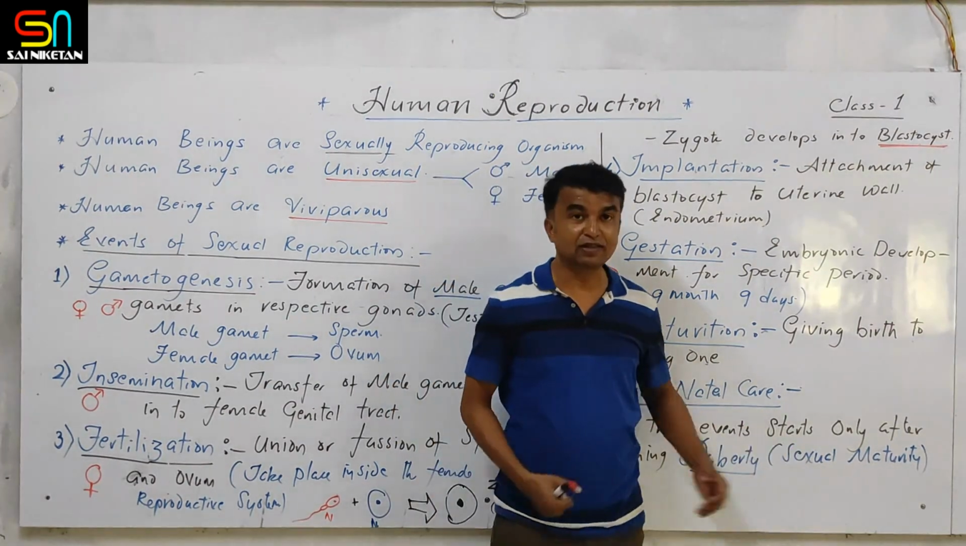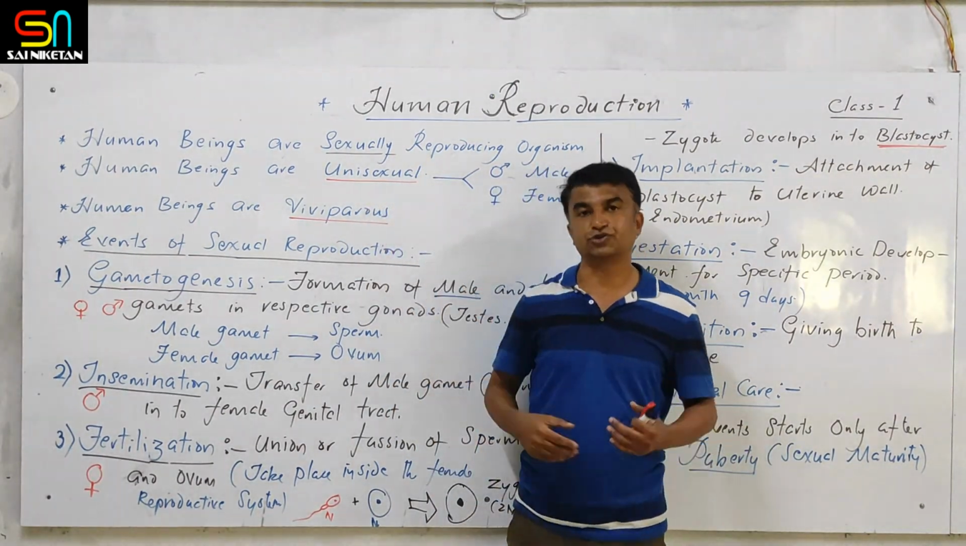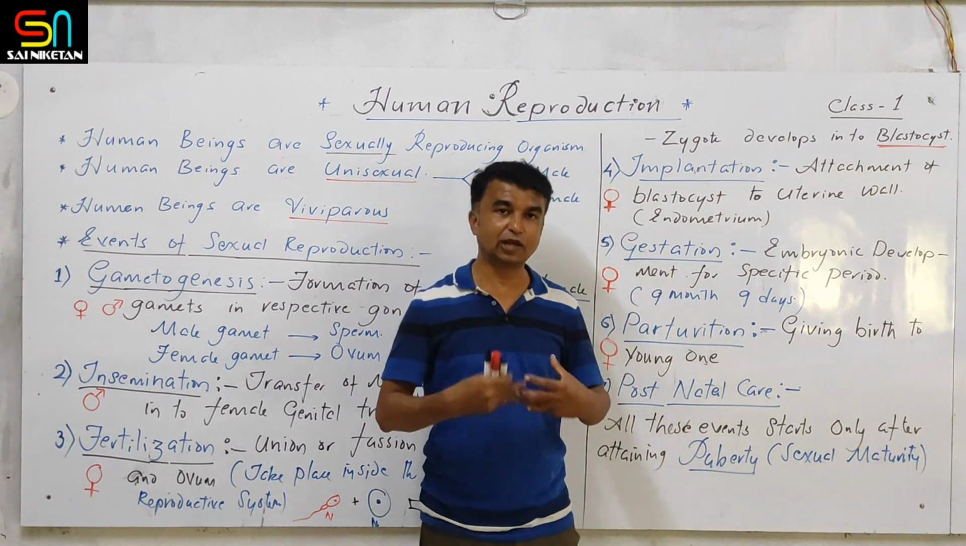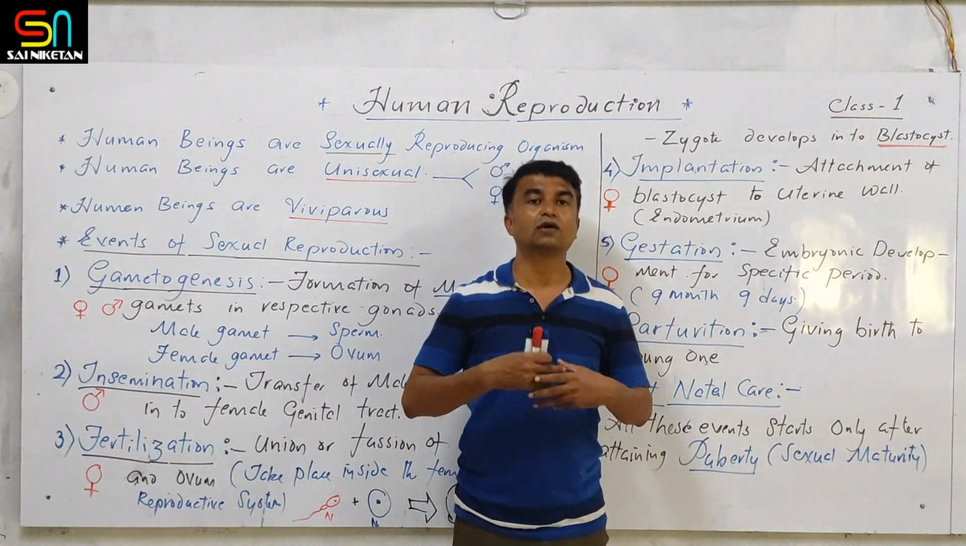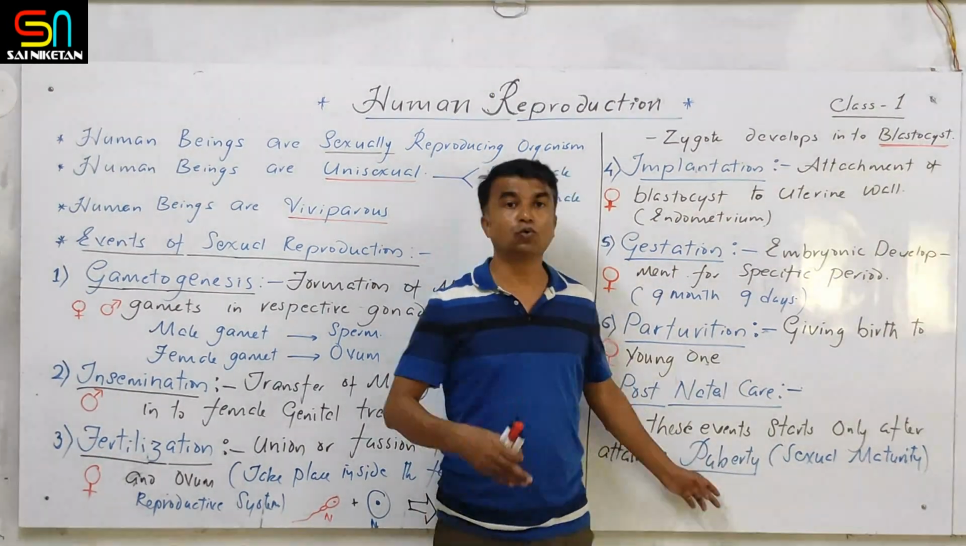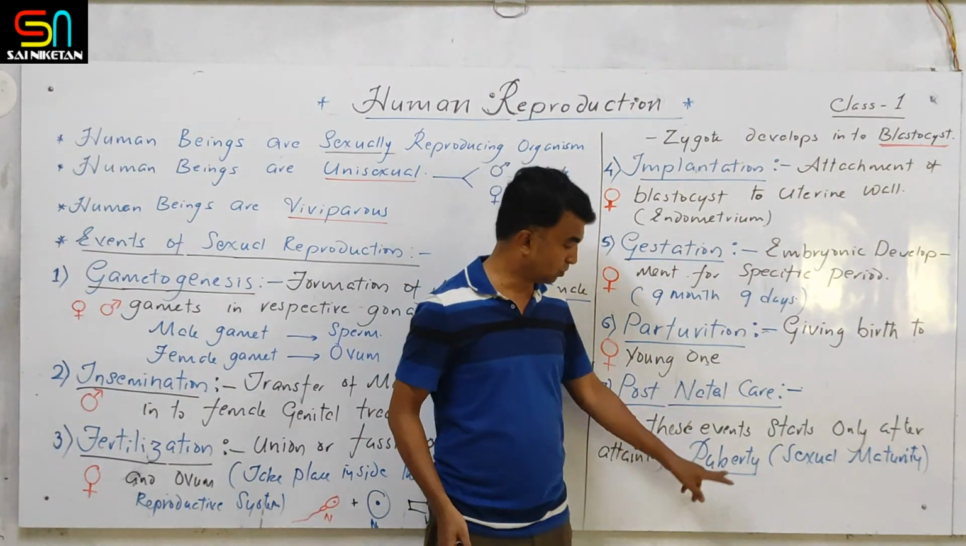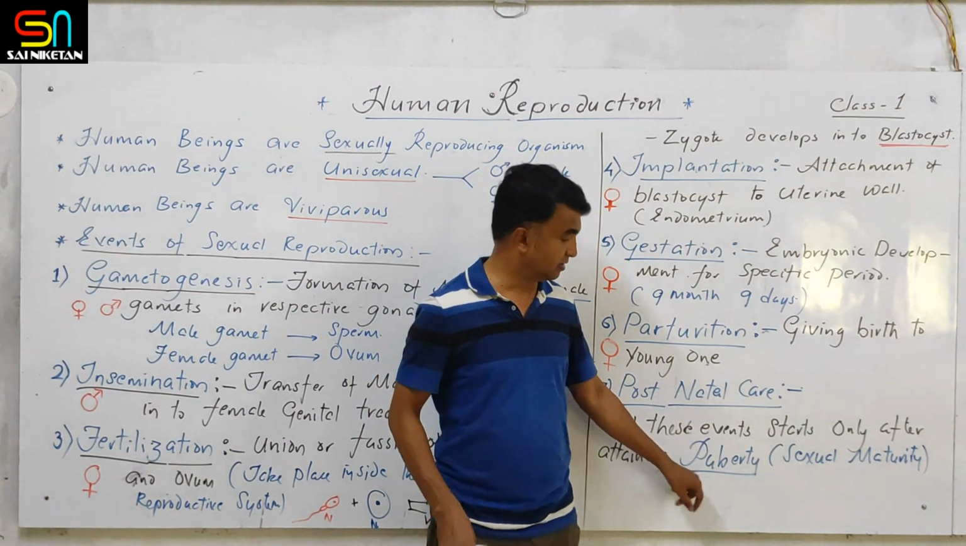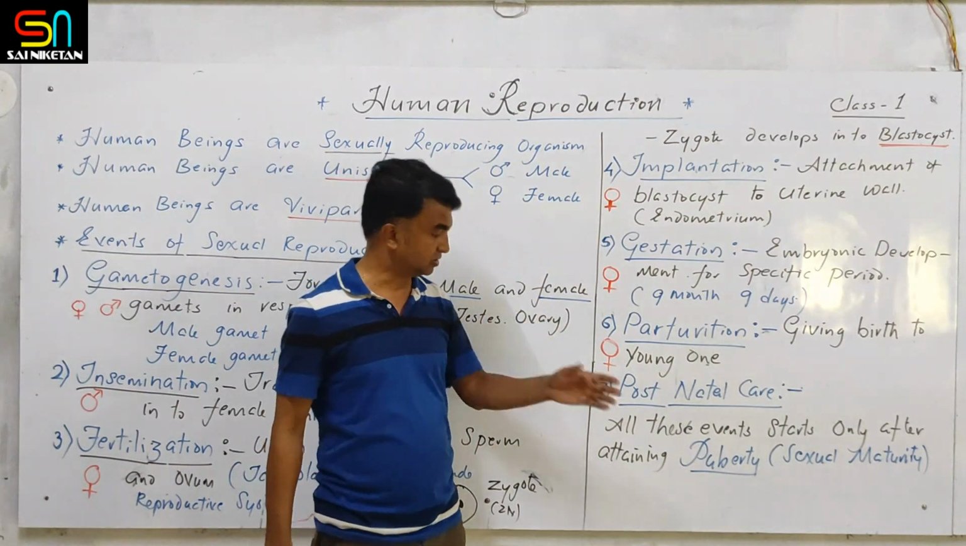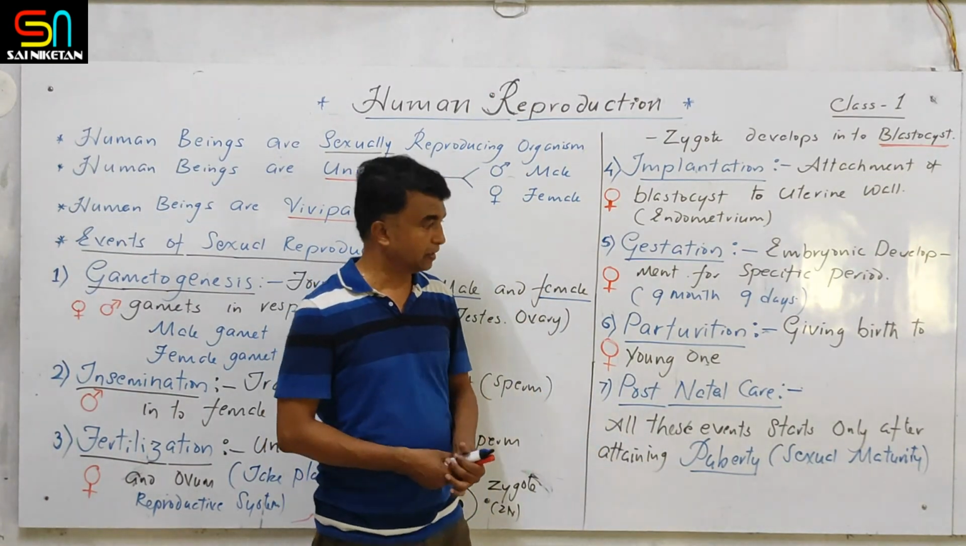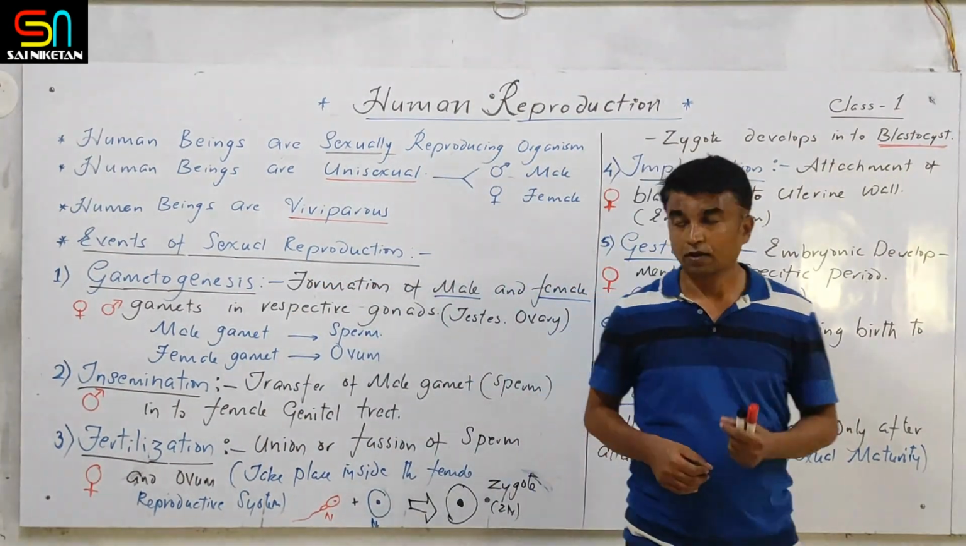It means when the males and females are sexually mature. Sexually mature means when they are physically fit due to the secretion of some hormones. So only after crossing the juvenile phase, only after attaining puberty, are all these events taking place in the human body. Now, one more thing.